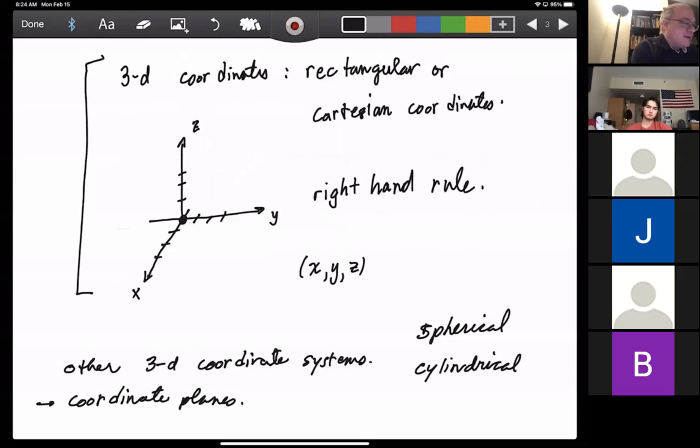If you think about embedding the 3 coordinate planes in 3-dimensional space, those will divide space up into 8 subregions. Those are called octants. Okay. And the first octant is the region corresponding to x, y, and z positive. Okay. So does that make sense, everyone? Any questions so far?